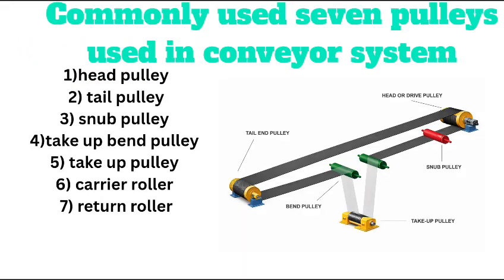production. Commonly used seven pulleys used in conveyor system: head pulley, tail pulley, snub pulley, take-up bend pulley, take-up pulley, carrier roller, and return roller.